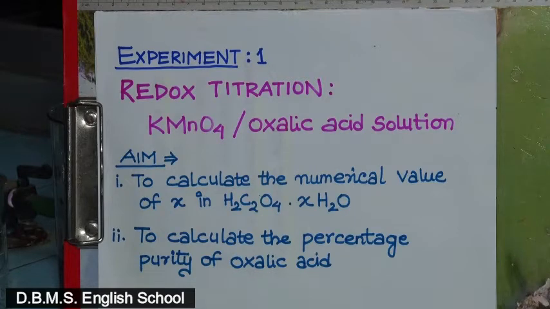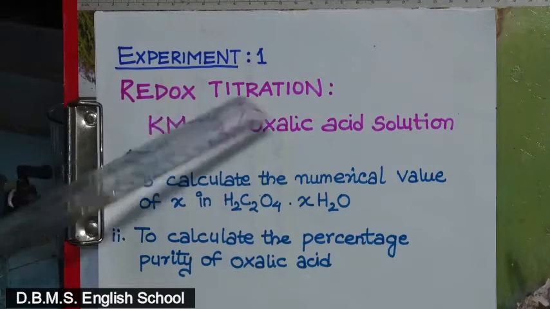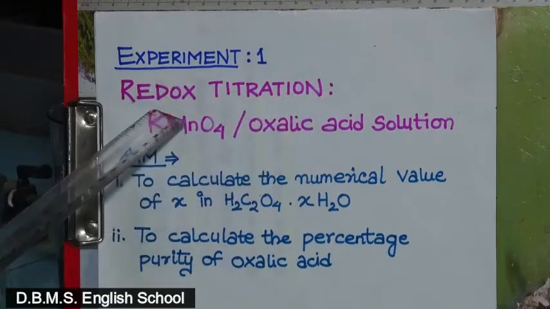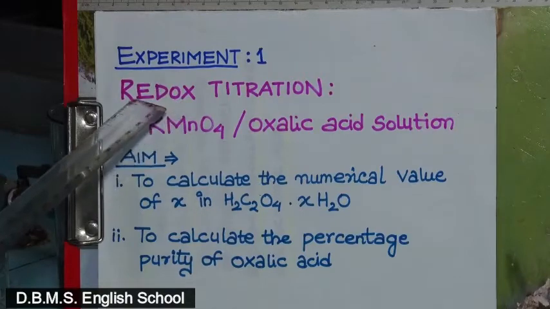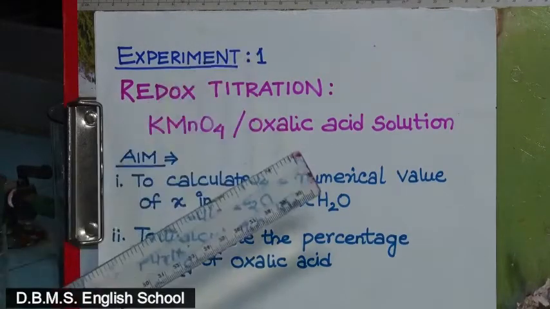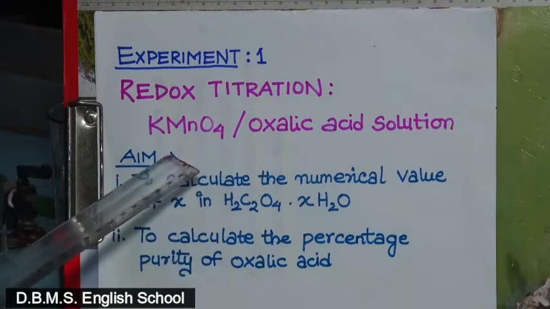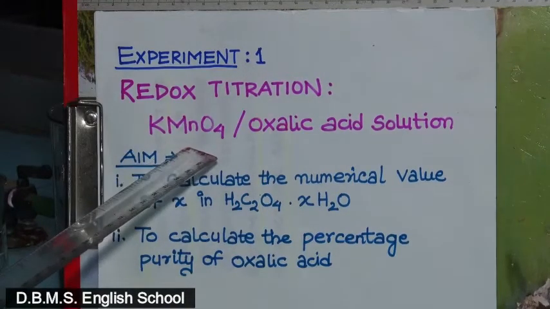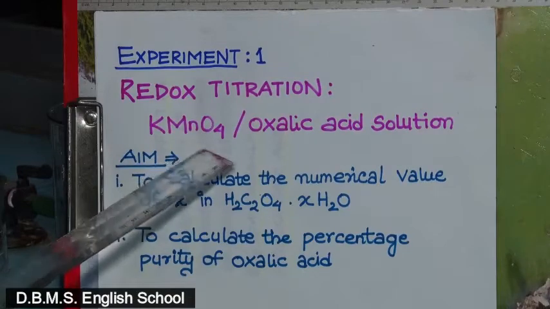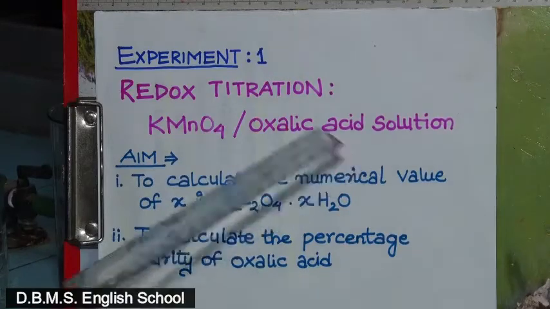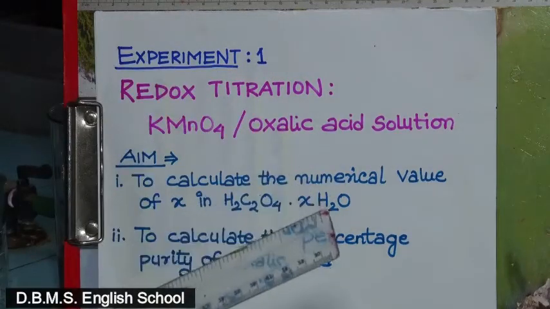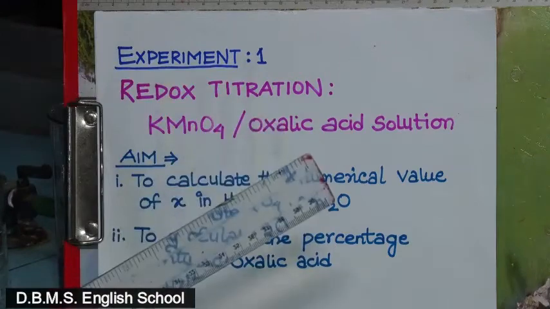Good morning, children. Today we are going to do volumetric analysis, and in volumetric analysis we'll be doing redox titration. You know the meaning of the word redox? A reaction which is a combination of reduction and oxidation, and the titration will be with KMnO4 acting as the oxidizing agent and oxalic acid. We are going to do this titration to calculate two different things with the same readings.